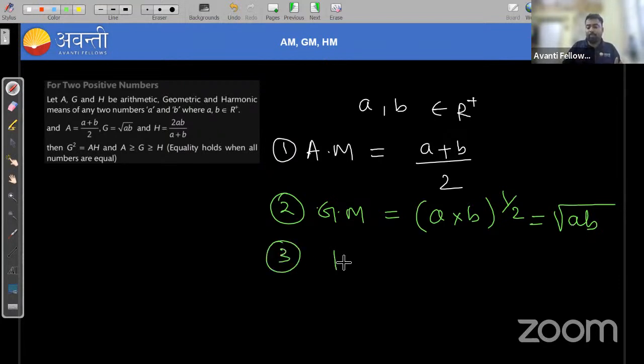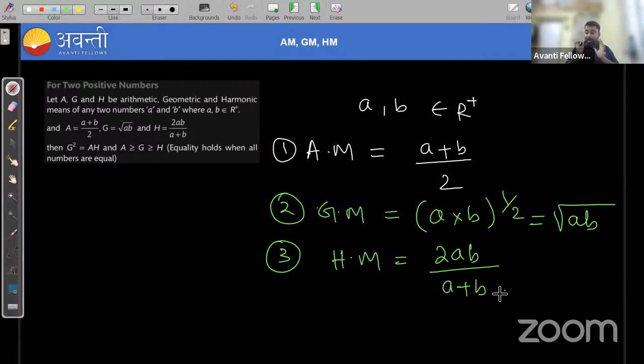Third thing, harmonic mean. What is that harmonic mean? If you have two positive numbers a and b, then the harmonic mean of those two positive numbers will be 2ab upon (a plus b), right?